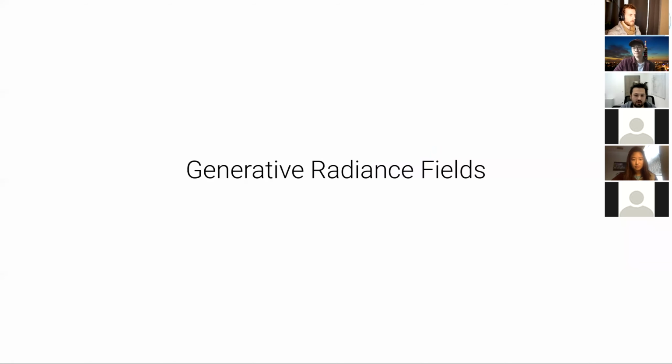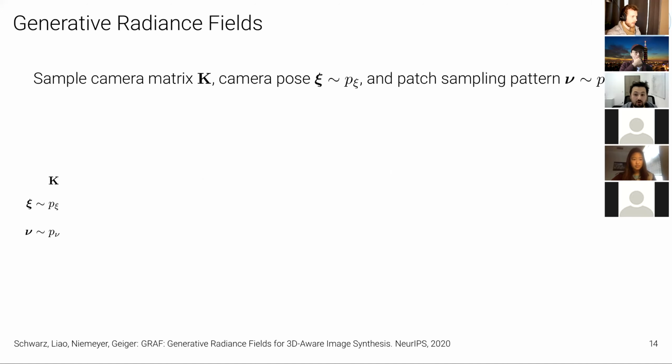Okay, let's have a more detailed look at this method. Let's have a look at a forward pass through our method, and I think this way you understand it better. Okay, so we start off with sampling a camera matrix K and a pose and a patch sampling pattern.